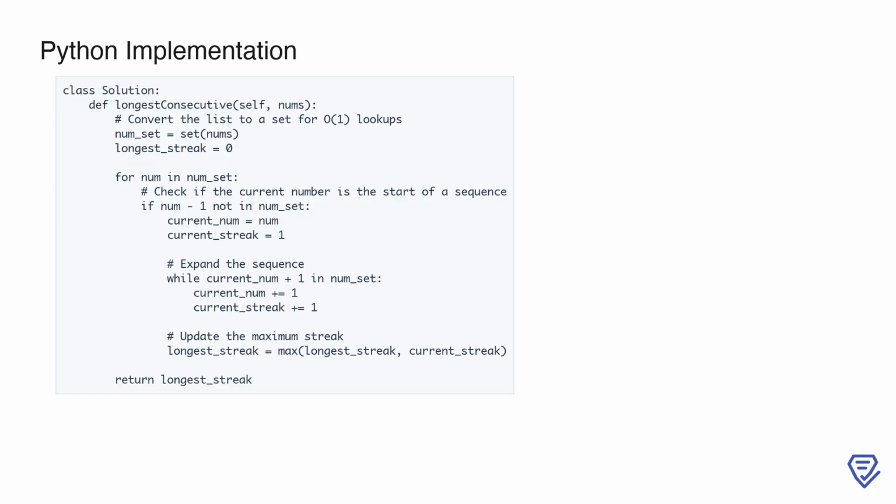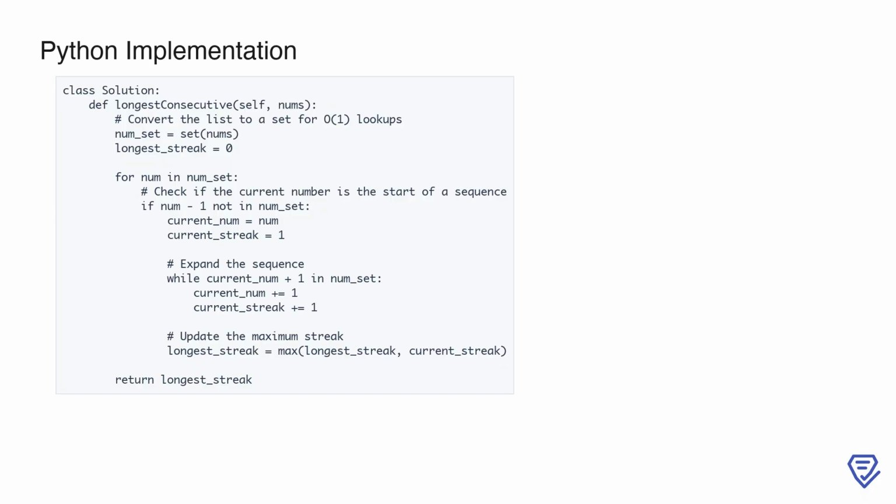The algorithm iterates through each number in the set. For each number, it checks if it is the start of a sequence by verifying that its predecessor, number minus 1, is not in the set. If this condition is true, it means the current number is the smallest element in a potential consecutive sequence. We then initialize current_number to the current number and current_streak to 1, as this number itself constitutes a sequence of length 1.